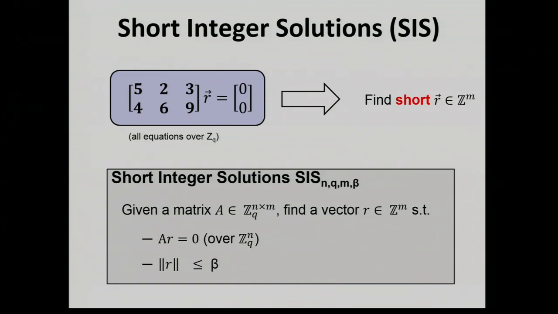So I give you a matrix A of this nature, n by m. This is an underdetermined system of equations, so it's always going to be short and a bit pudgy. And you have to find this short r. A times r should be 0, so r is in the kernel of A, in a sense. The point is that there are many vectors in the kernel of A. I want you to find a short one. That's what it is.